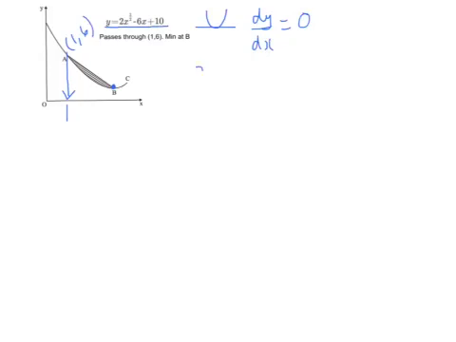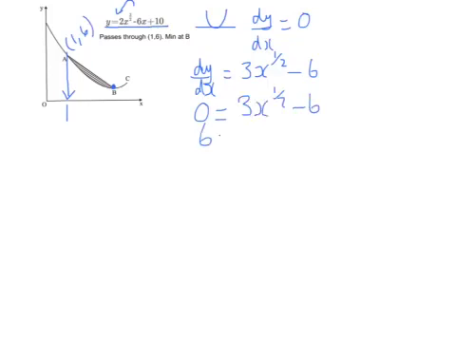So we're going to get dy by dx equals, the 3 over 2 will come down with the 2. They'll times together to give me 3x. Let's reduce the power by 1, gives me a half, minus 6. Okay, so I know that 0 equals 3x to the half minus 6. I'm going to move my 6 over, gives me 3x to the half. Divide by 3 gives me 2. So 2 equals x to the half.